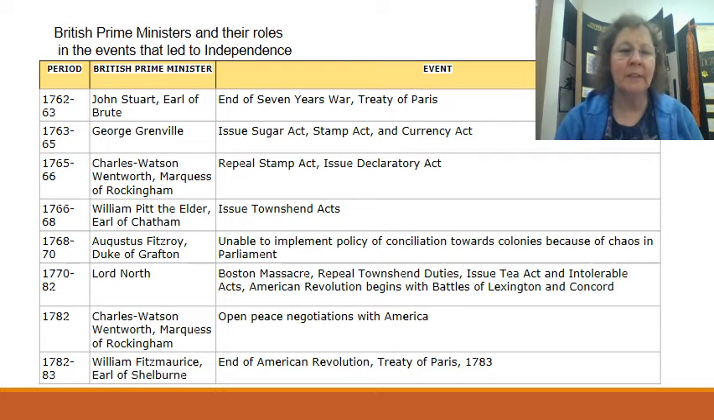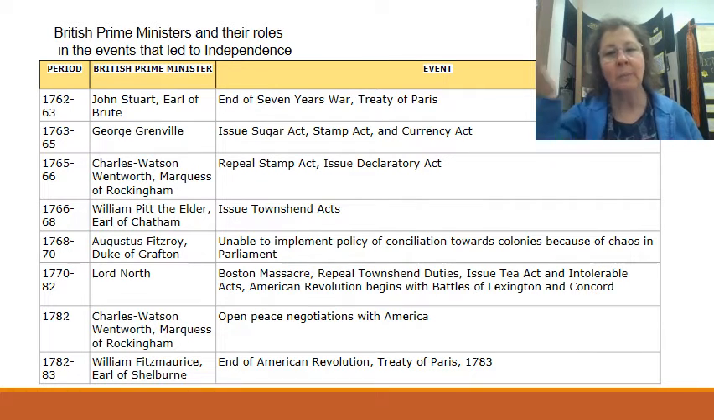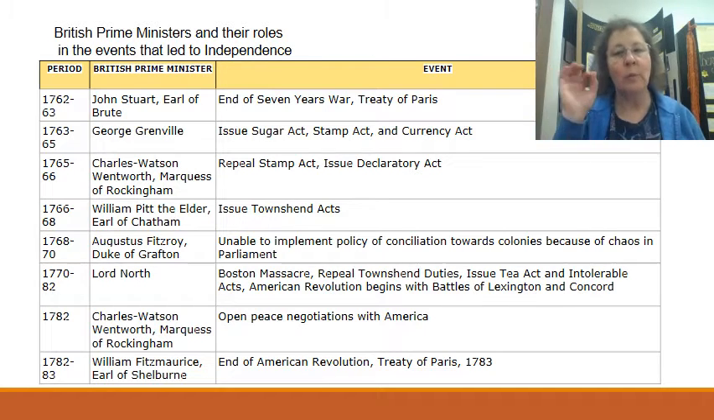1765 to 66, these guys moved pretty quickly, is Charles Watson Wentworth, the Marquess of Rockingham. He repealed the Stamp Act and issued the Declaratory Act, which we all know didn't help much because you take away one, but then you brought back the other. You brought back the whole concept that we run everything with that Declaratory Act. We declare we're in charge.